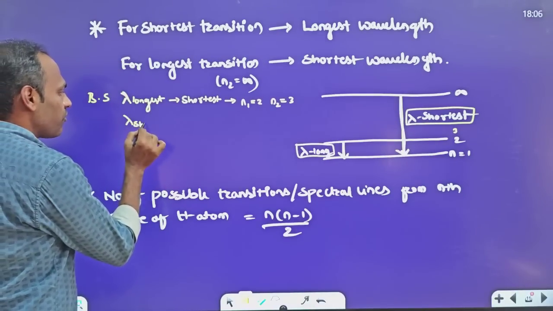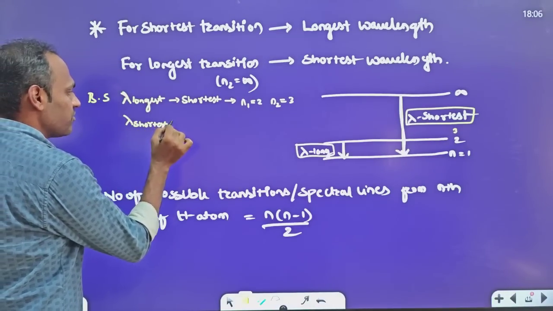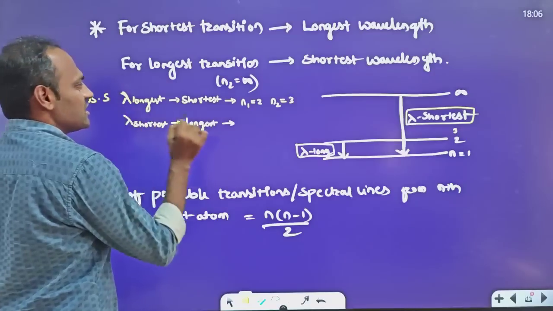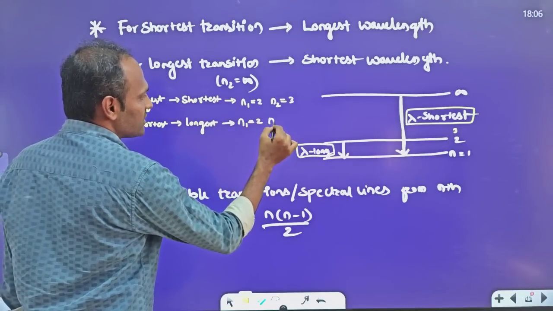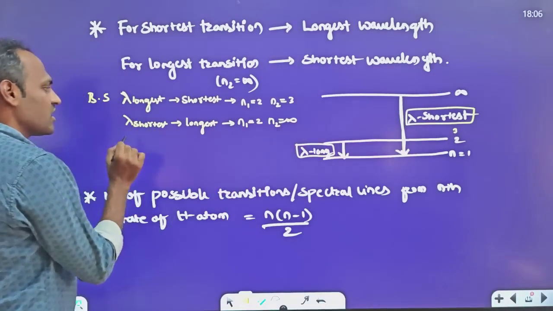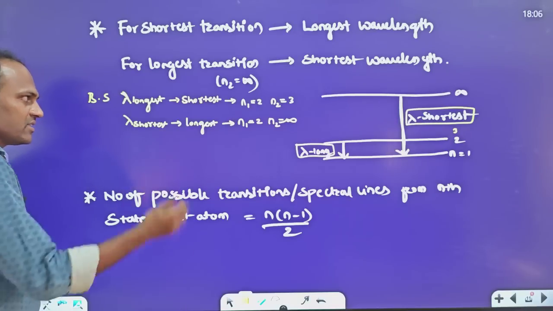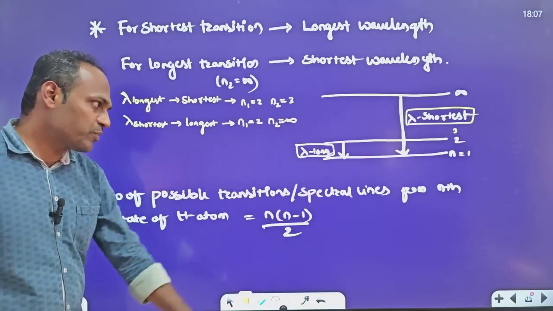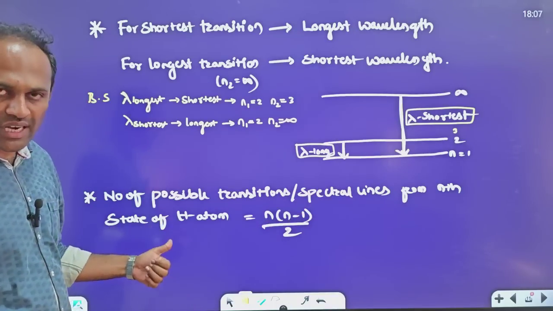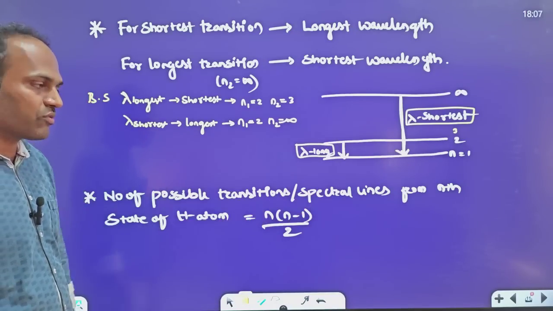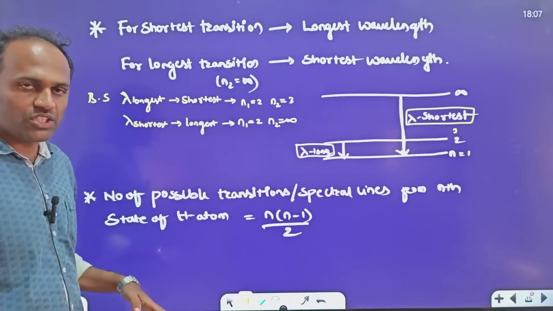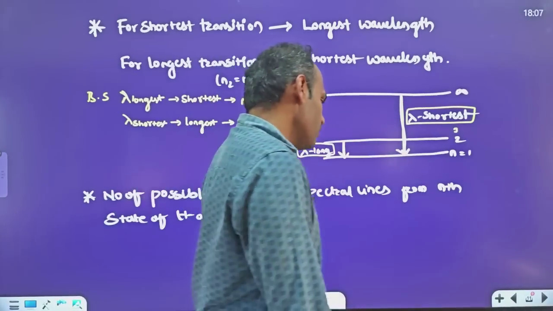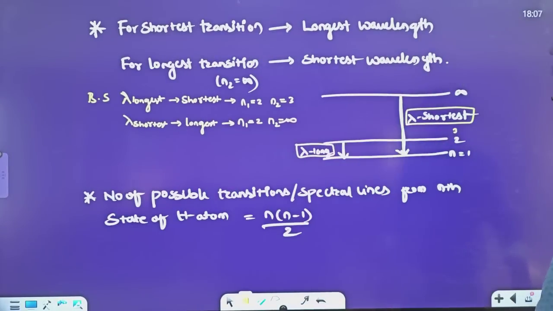Suppose they ask you to find the shortest wavelength, then the transition has to be longest. Since the series is Balmer series, the ground state will be fixed. The excited state will be infinite to get the longest transition. Right? Like this we have to take it. Next, the number of possible transitions or spectral lines from the nth state of a hydrogen atom is n(n minus 1) divided by 2. This will give you the number of possible transitions or spectral lines from the nth state. Right? That's how we calculate the number of possible transitions.